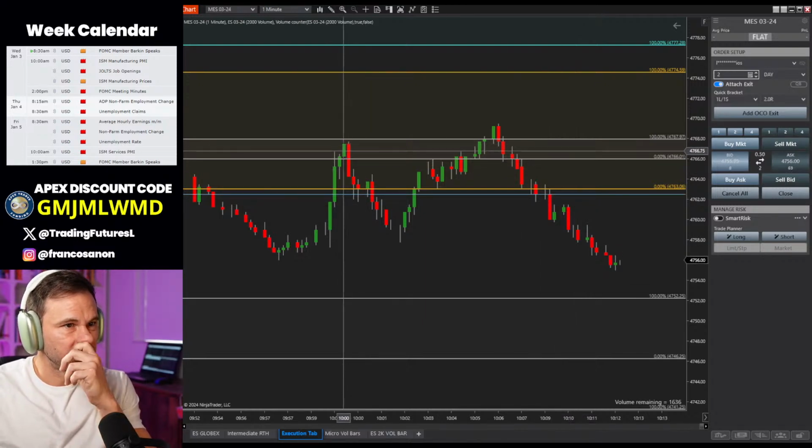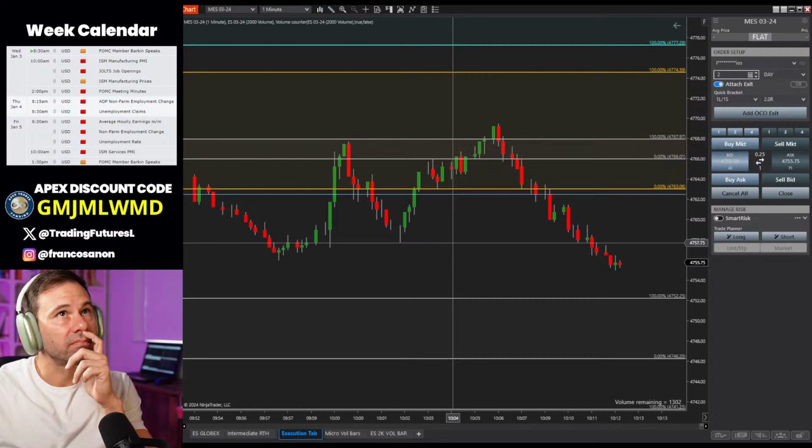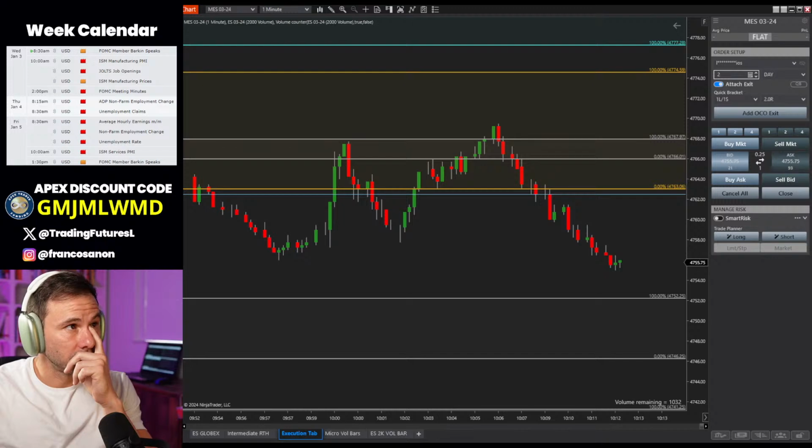I'm gonna be looking for a pullback here from 75. See if we can't come back into like 95, somewhere in the 95 area for a short on the NAS.